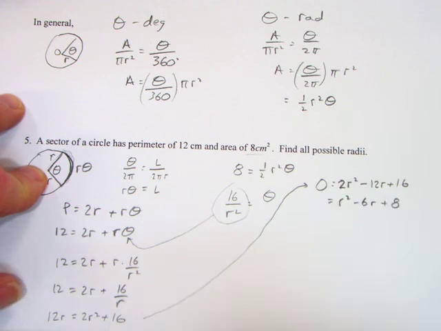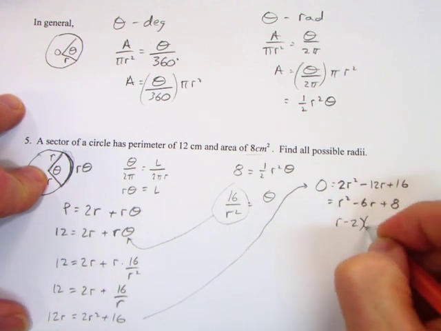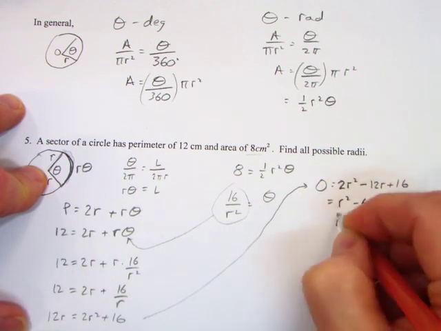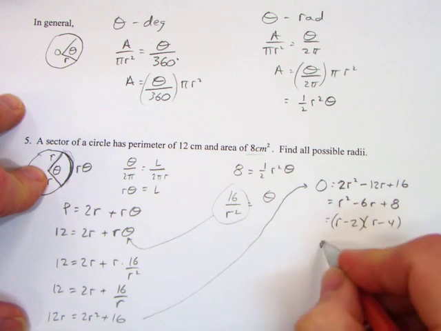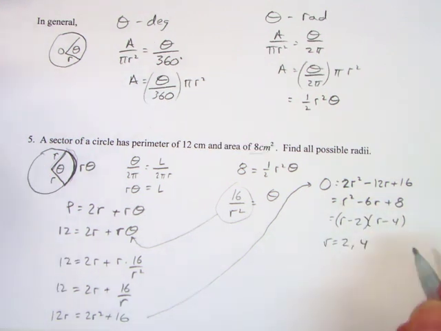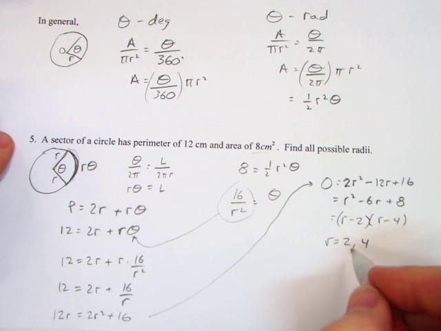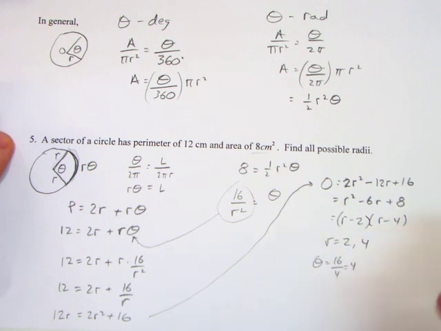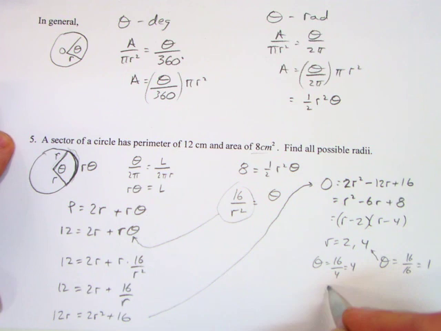Do you want to use the quadratic formula or factor? Hopefully you say factor right away. r minus 2 times r minus 4, so r equals 2 or 4. Now, if r is 2, that means theta would be 16 over 4, or 4. And if r was 4, then theta would equal 16 over 16, which is 1.